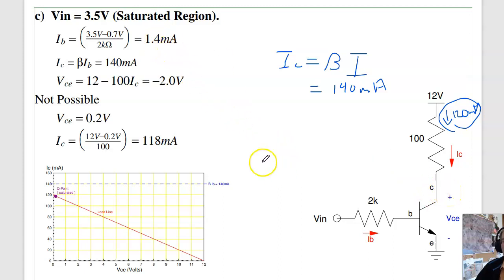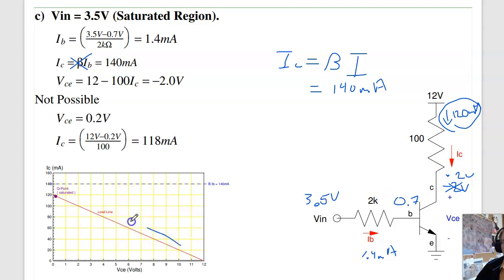So with the analysis, what you do is suppose the base voltage right here is 3.5 volts. I can find the base current, 3.5 minus 0.7 over 2K gives you 1.4 milliamps. If beta is 100, I'm allowing 140 milliamps to flow. Then the voltage right here is 12 minus I times R. This becomes minus 2 volts. That's not possible. So what that tells you is my assumption was wrong. I am not in the active region anymore. This doesn't hold.